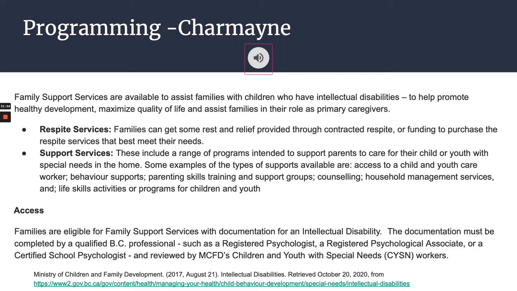Families are eligible for family support services with documentation for an intellectual disability. The documentation must be completed by a qualified BC professional, such as a registered psychologist, registered psychological associate, or a certified school psychologist, and reviewed by MCFD's Children and Youth with Special Needs workers.